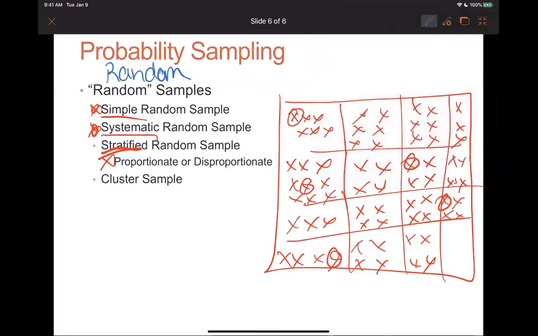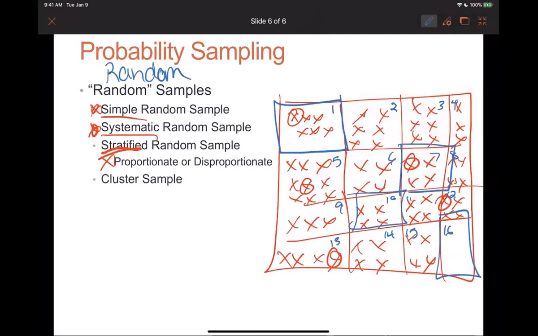So instead, I might randomly choose from the squares. Let's say we numbered each of these 1, 2, 3, 4, 5, 6, 7, 8, 9, 10, 11, 12, 13, 14, 15. I've got 16 of what we'll call clusters. And I can choose, again using simple random or systematic random sampling, a subset of these numbers. So let's say I randomly choose number 1, number 7, number 10, and number 16.